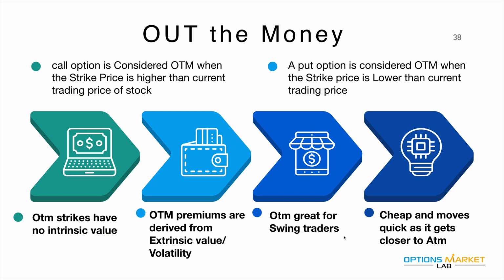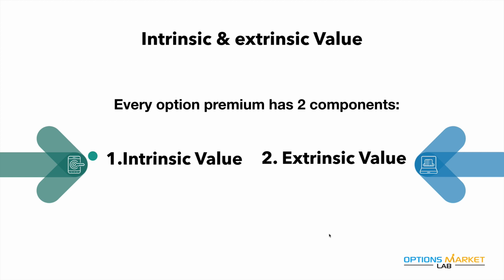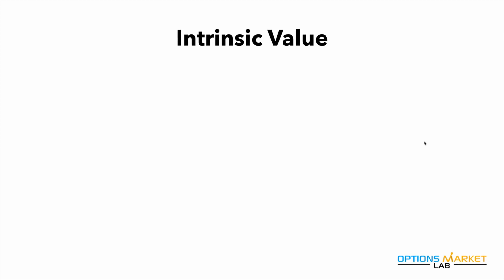Now, let's go over what is extrinsic and intrinsic value. Every option premium has two components, which is intrinsic value and extrinsic value. This is what the option premium is made up of. Now, intrinsic value might be 0 and the whole value might be just 4. That means the premium is $4. It has no intrinsic value, only an extrinsic value. So let's break this down and understand what that means.